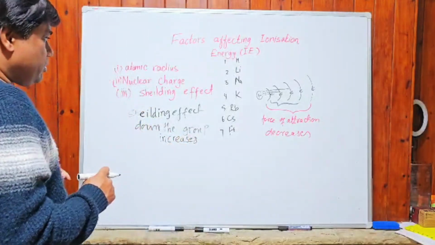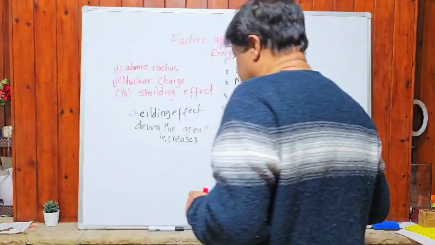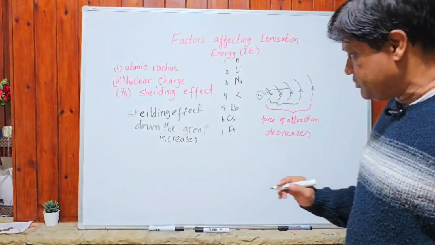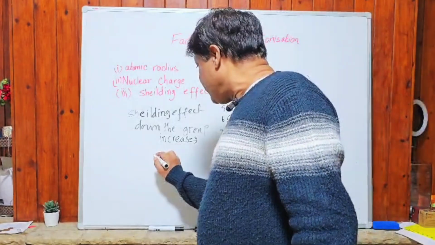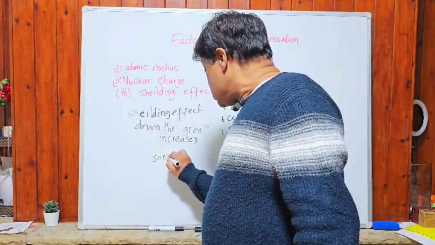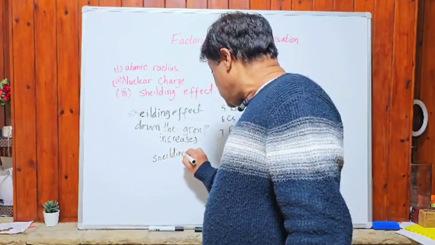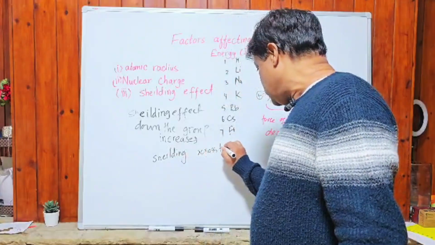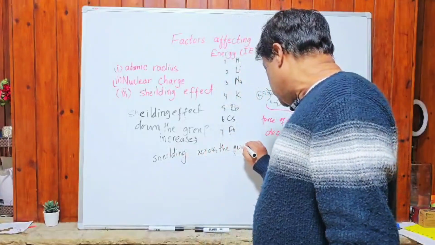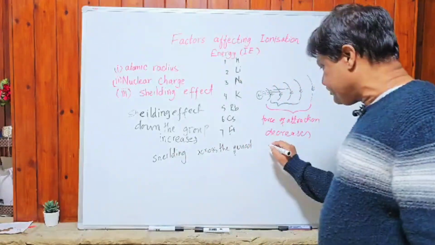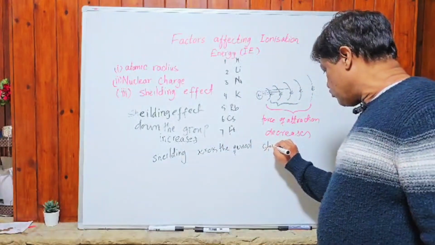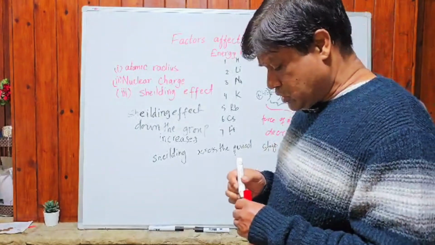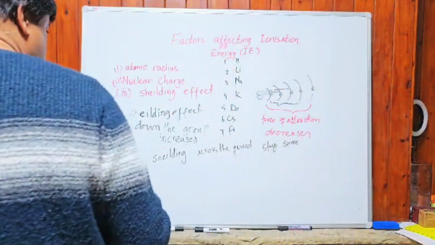And when you go across the period, the shielding effect stays the same because the size stays the same. Across the period, it stays the same. Why? Because there is no change in the size.